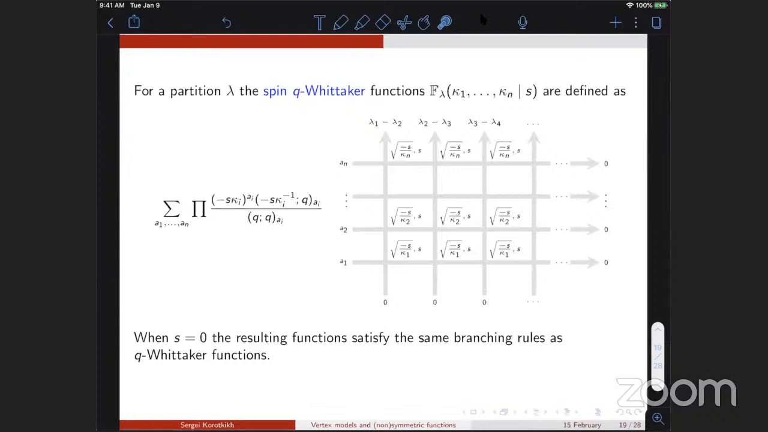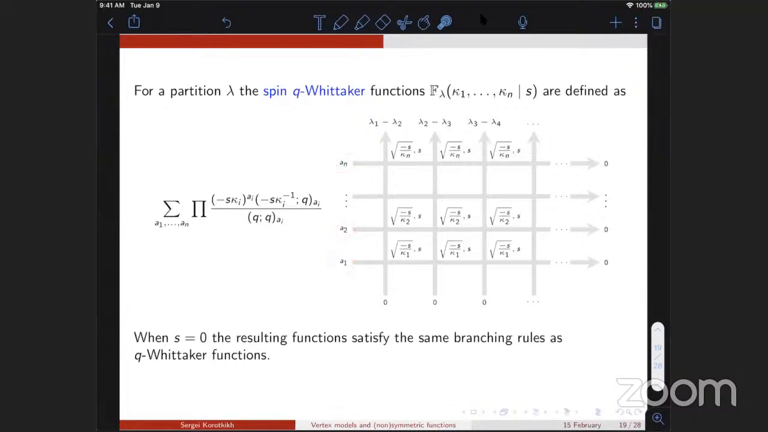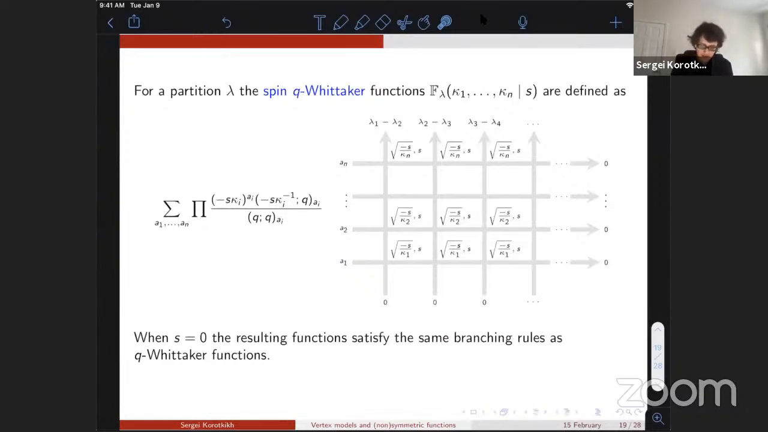I'm sorry, what are the boundary conditions on the left? They are free, but they have additional weights depending on the exact values on the left. So on the left, I can have a1, a2, and so on up to an. Yes, these are the numbers of paths entering from the left, a1, a2, and so on, an, are arbitrary, but they have an additional weight. Okay.